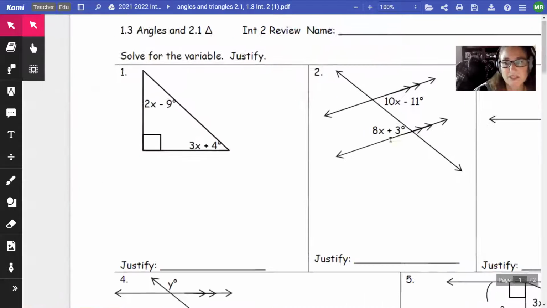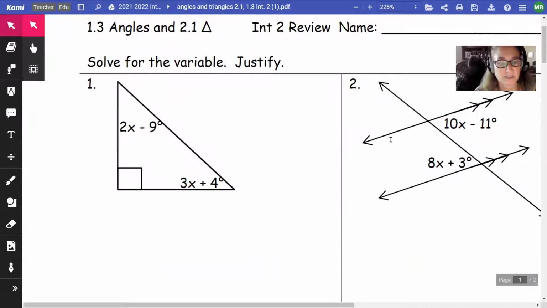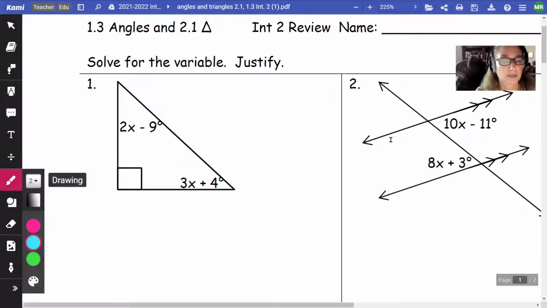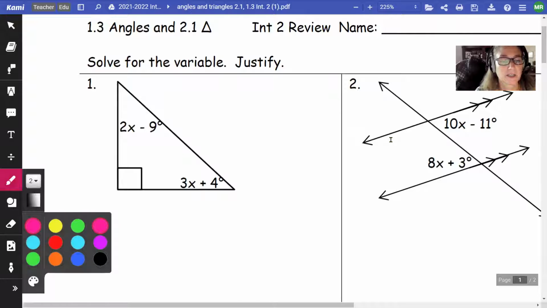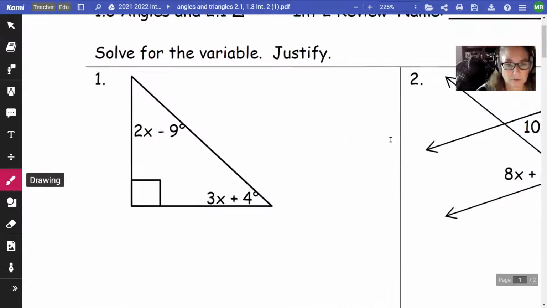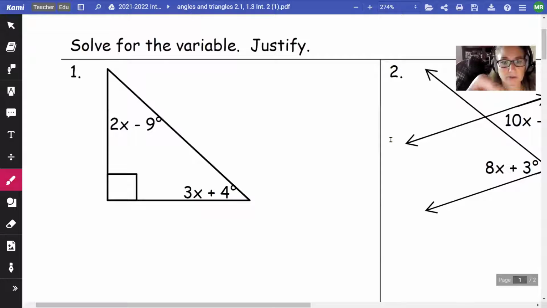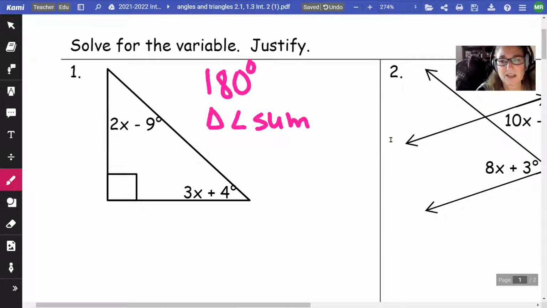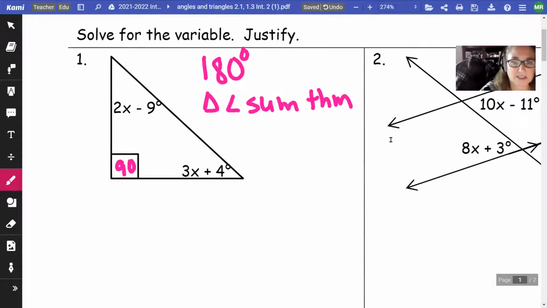So I'm just picking a worksheet that has some different examples on it to demonstrate some of these ideas. Anytime you have a triangle, the angles in any triangle always add up to 180 degrees, okay? I call that the triangle angle sum theorem. That's how I shorthand it. So this right here is 90 degrees, okay? So I know that that's 90.